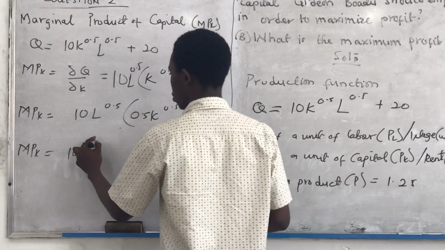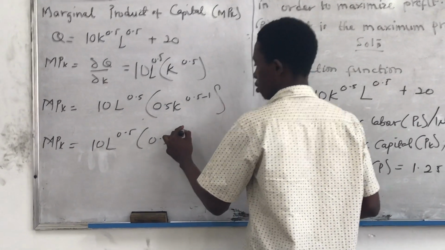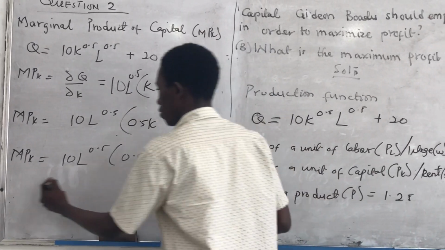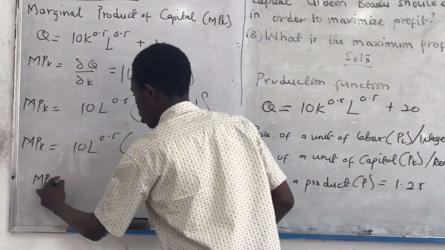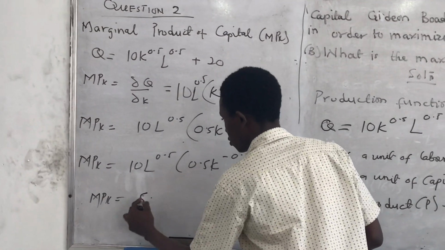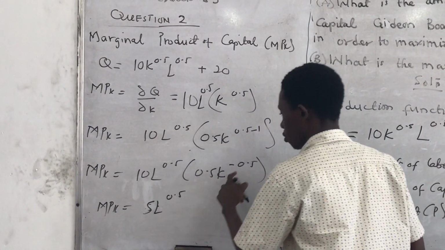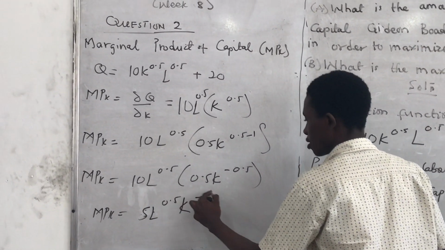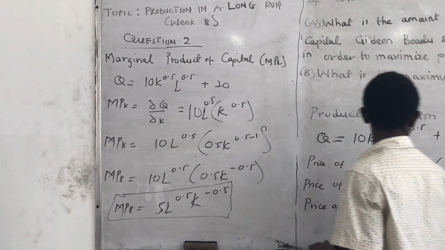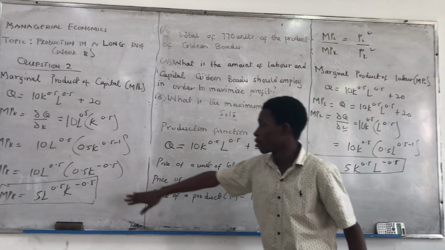Now 10 times 0.5, we get 5. So we have 5 L^0.5 K^-0.5. This finally becomes our marginal product of capital. So now we have the marginal product of labor to be this, and the marginal product of capital to be that.